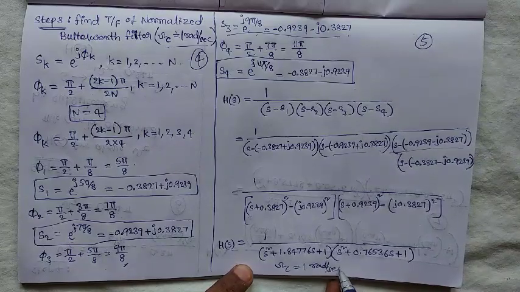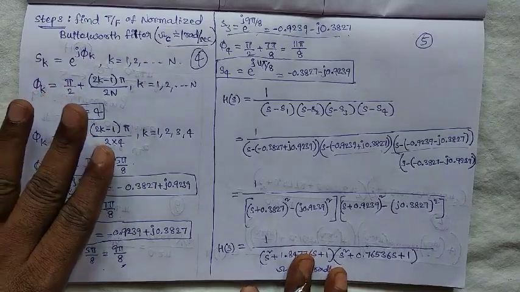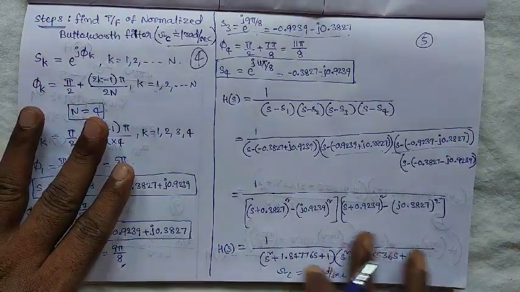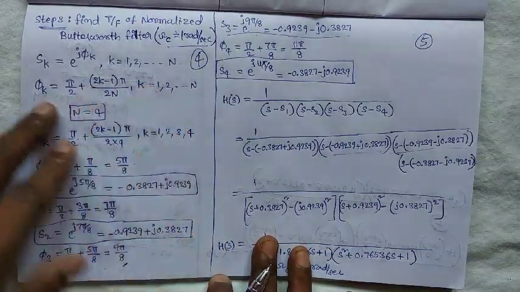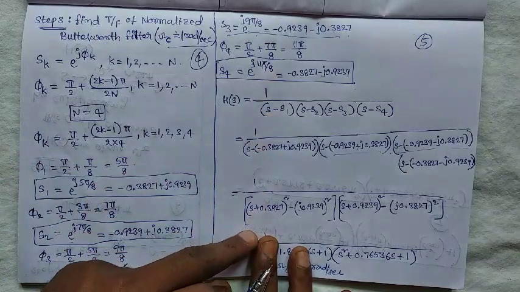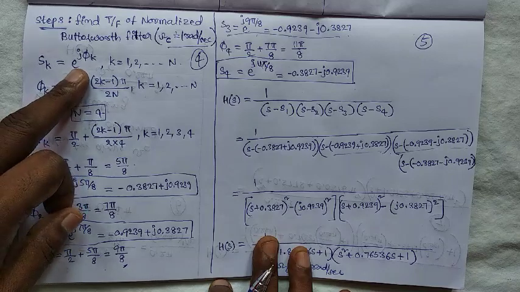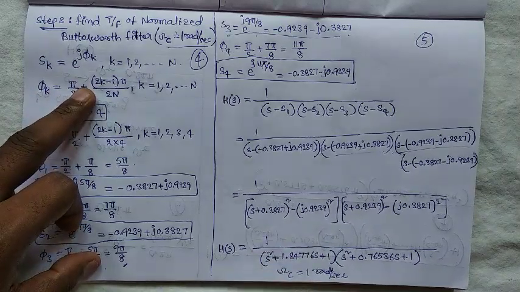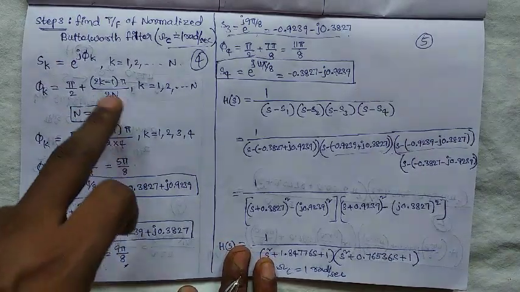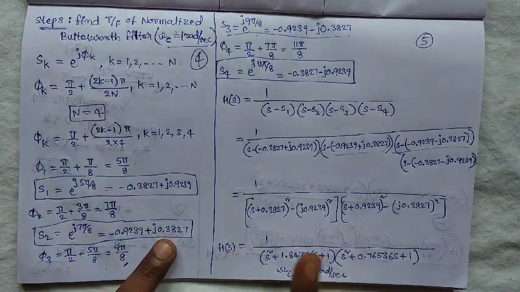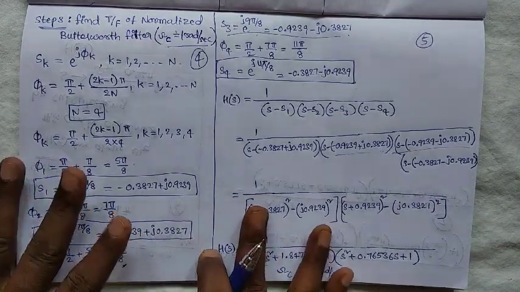The transfer function of the normalized Butterworth filter can be obtained from the table, otherwise from this method. You have to use this method, because in most cases we are not going to remember those values. You have to use these formulas to calculate the denominator polynomial of H of s for the normalized cutoff frequency. This is the third step.